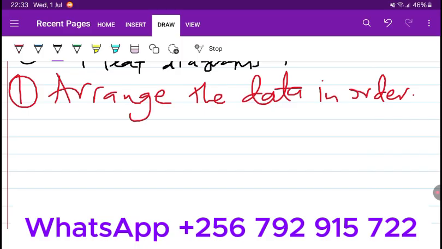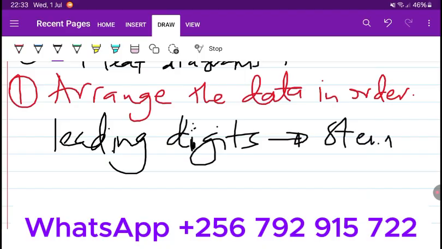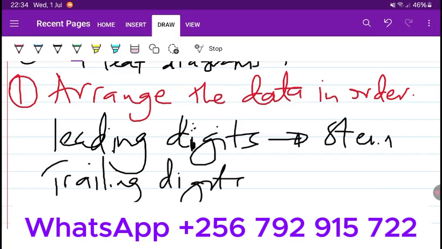So a display can be made by using what we call the leading digits. When you are drawing the stem and leaf, we have what we call leading digits, the leading digits. And of course, these leading digits represent the stem. And we also have what we call the trailing digits. And of course, these trailing digits represent what we call the leaf.